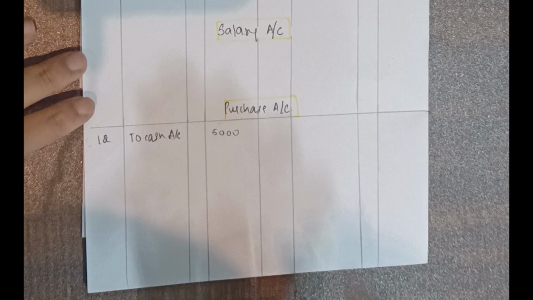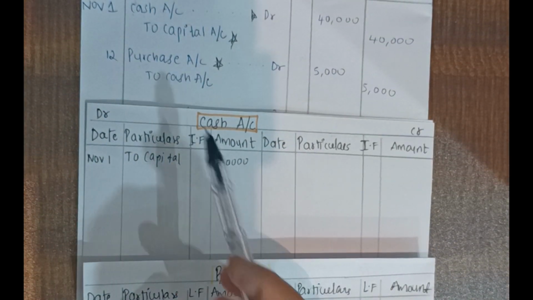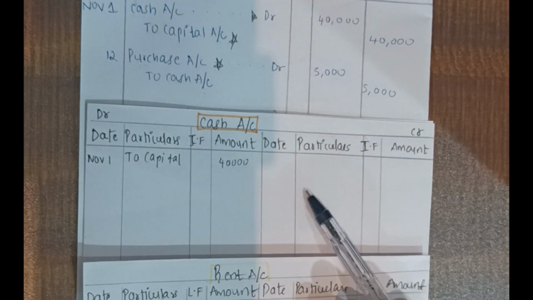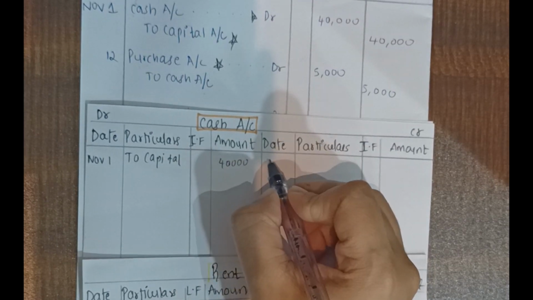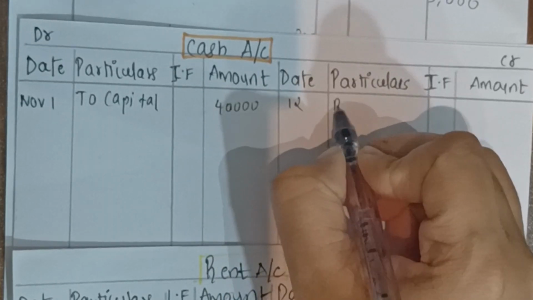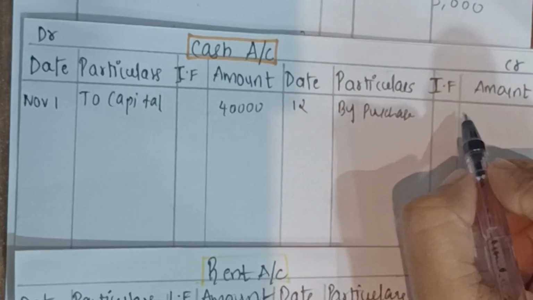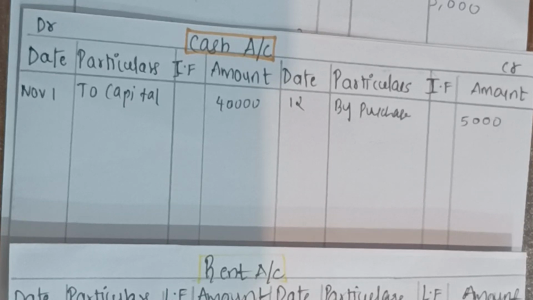Okay, and now let's move on to the cash account. As here we can see that cash is on the credit side, so definitely we will record it on the credit side, but we will write it as by purchase. So write the date, by purchase, and the amount will be rupees 5,000. Done. So this is our second transaction.